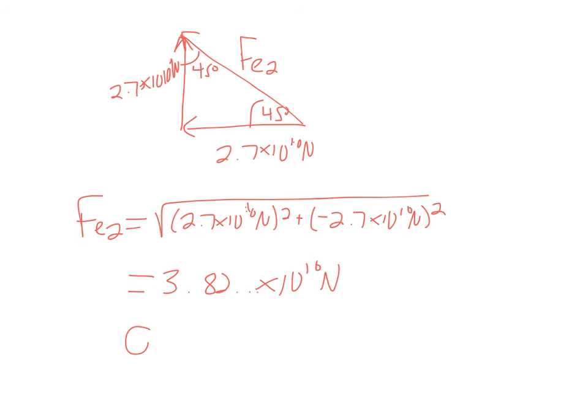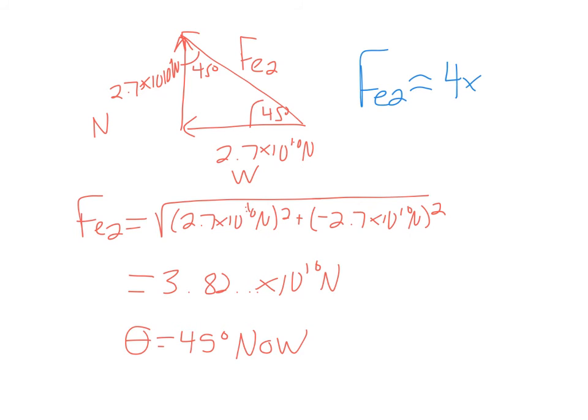The angle we said was easy, 45 degrees. X goes left, so that's west. Y goes up, so that's north. So this would be north of west. So my total electric net force on 2 with 1 sig fig is approximately 4 times 10 to the 10th newtons at 45 degrees north of west.